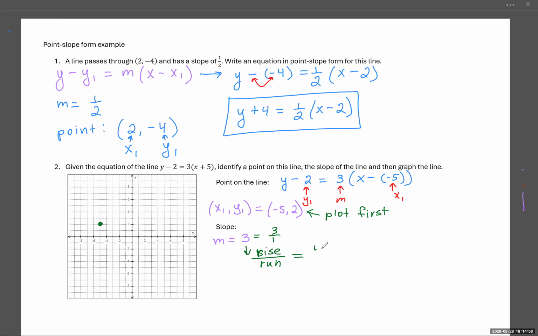That means that it goes up 3, because up is the positive direction and our slope was positive, divided by right 1. Again, the positive direction is to the right, and our slope is positive, so both top and bottom have to be positive. Up 3 and right 1. Up 3: 1, 2, 3, and right 1. And then you just have to connect the dots to draw the line.